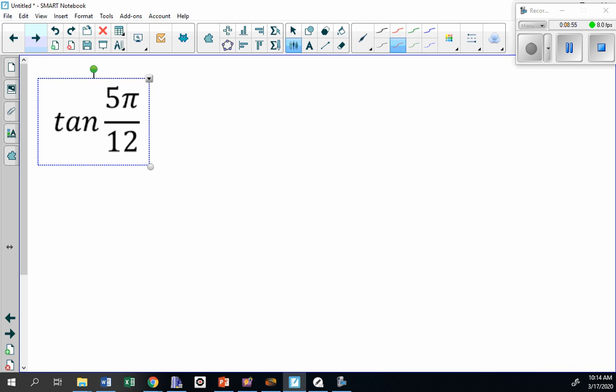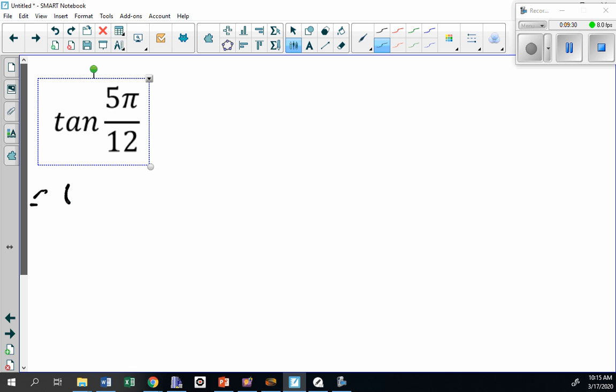Okay, moving on to our very last question before the diploma question. I want to determine the exact value of this angle. So tan 5 pi over 12. So if we go into our unit circle, you'll find again, we don't know what 5 pi over 12 is. We don't have the exact value for it. So we need to break this apart into things that we know, so some angles we know.